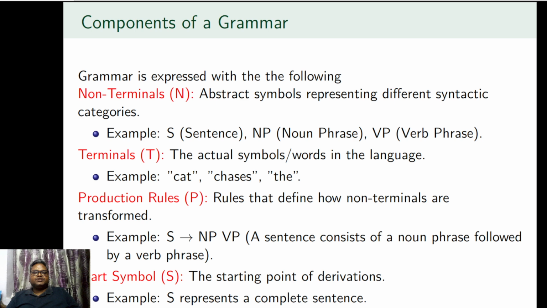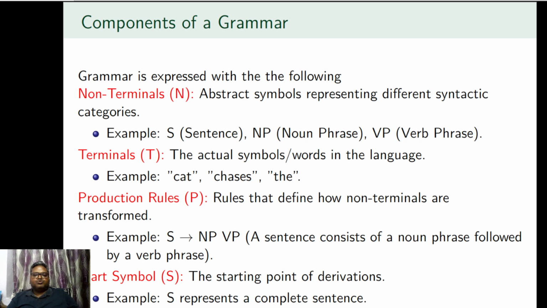Generally, any grammar will contain the following things. One is non-terminal, which can be extended or expanded further. These are abstract symbols, maybe sentence, noun phrase, verb phrase, prepositional phrase. These which can be expanded further are known as non-terminals. Then we have terminals, which are the endpoints. We cannot expand them or extend them further. The words cat, chases, all these are terminals.